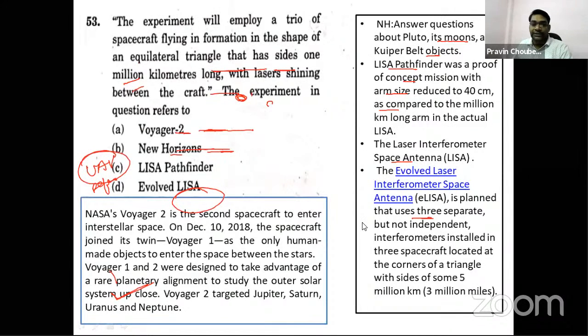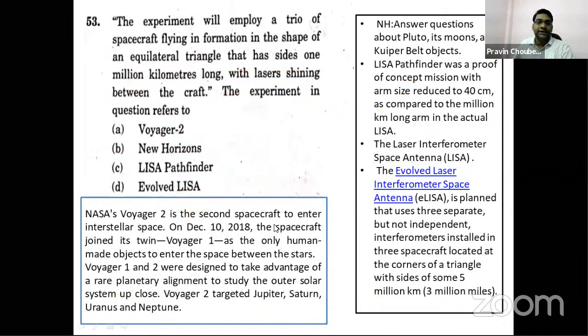Question number 53 of set C from Science and Technology. The experiment will employ a trio of spacecraft flying in a formation in the shape of an equilateral triangle that has sides 1 million kilometers long with lasers shining between the craft. The experiment in question referred to is Voyager 2, New Horizons, LISA Pathfinder, or Evolved LISA. So this is a statement where you have to identify what type of experiment they are talking about.